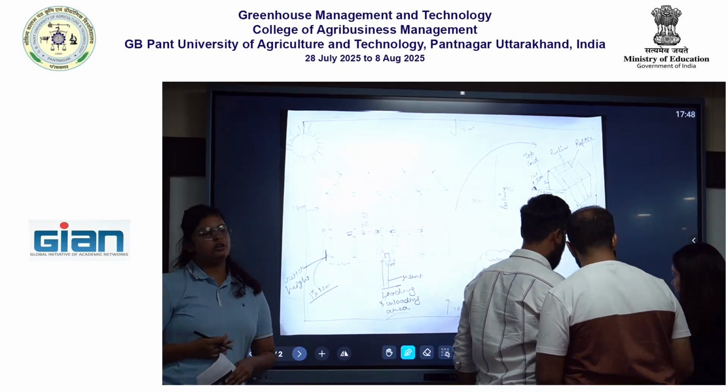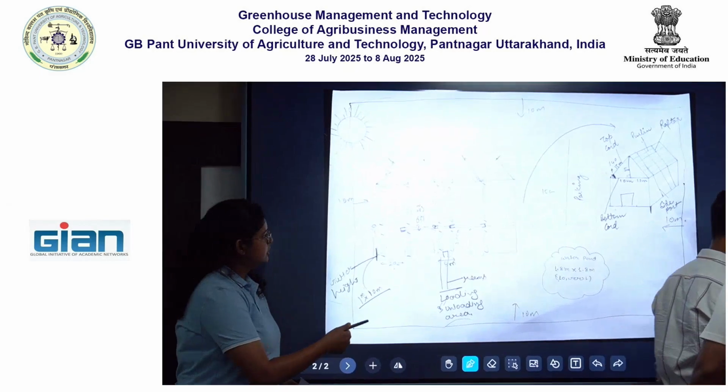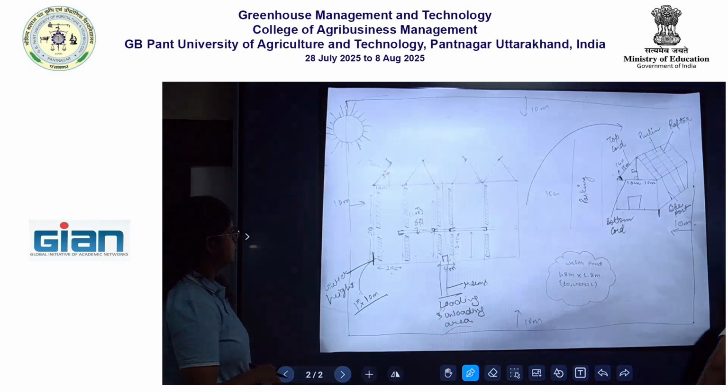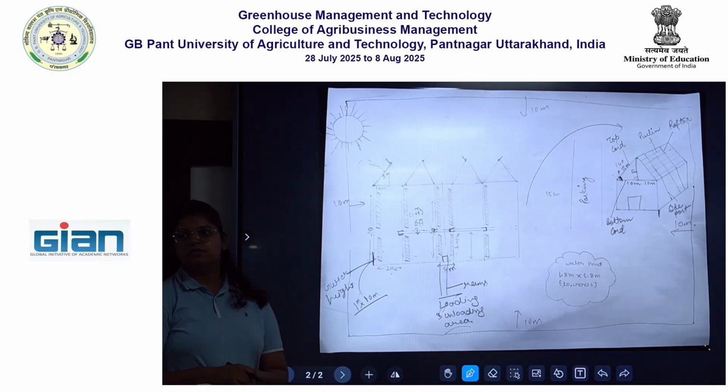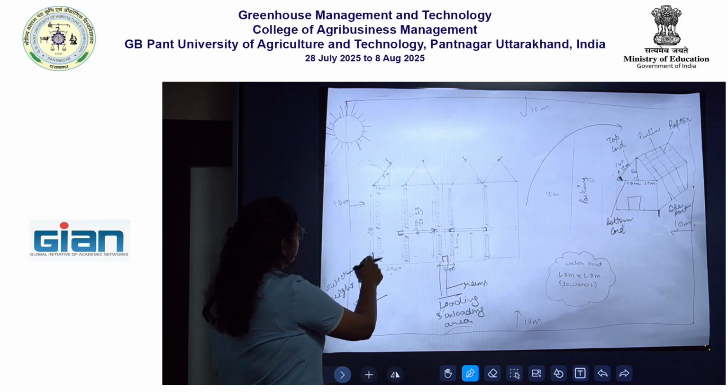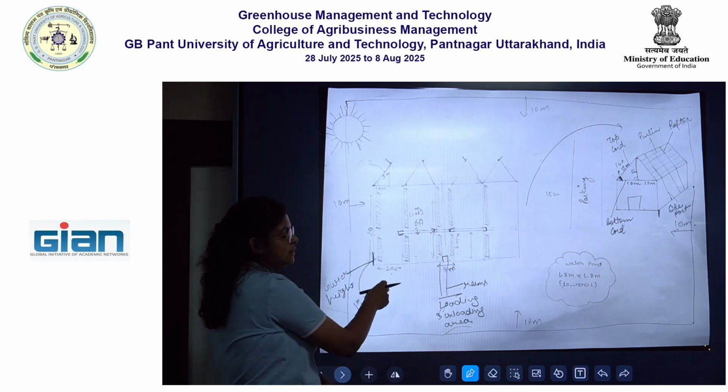Sir, we have drawn a Bangalore-style multi-span greenhouse with 4 individual greenhouses in it. The dimensions are 20 by 20 meter with a height of 10 feet.